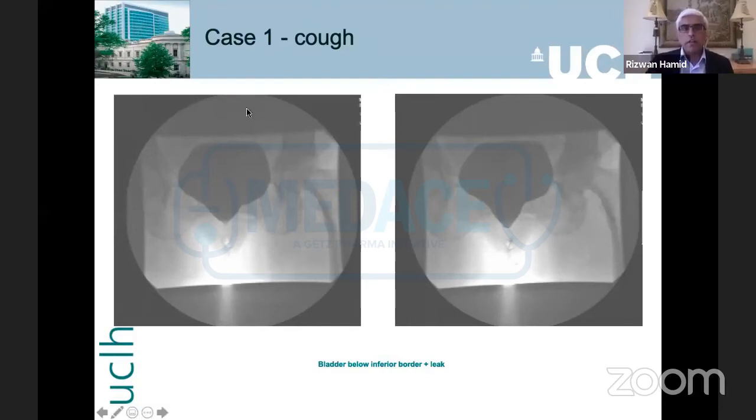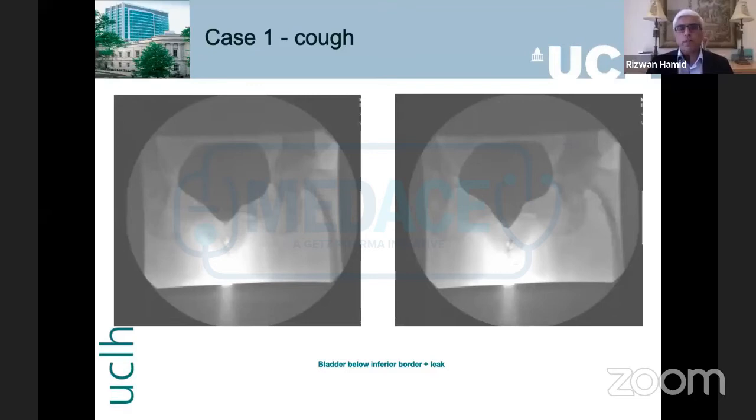So here, the accompanying video shows the cough. If you can see here, at resting, the bladder neck is below the level of the inferior border of the pubic symphysis. And when the patient coughed, it leaks. I'm going to discuss the classification in a second, the Blaivas classification, but this will be classed as type 2B. And if the patient is bothered, then she can be offered surgical intervention.